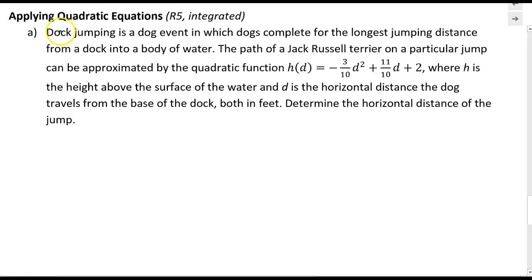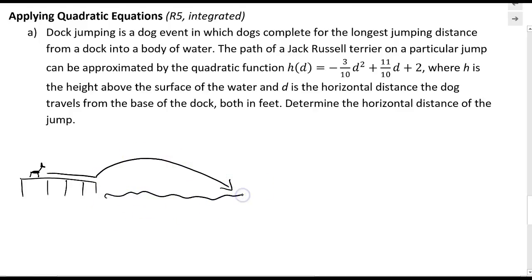So our first question is: dock jumping is a dog event in which dogs compete for the longest jumping distance from a dock into a body of water. So you can think about yourself on a dock at the lake, and you run off and jump into the water while dogs do the same thing. So they run, they jump as far as they can, and the one that lands the farthest is the winner. It's a pretty cool thing to actually see.